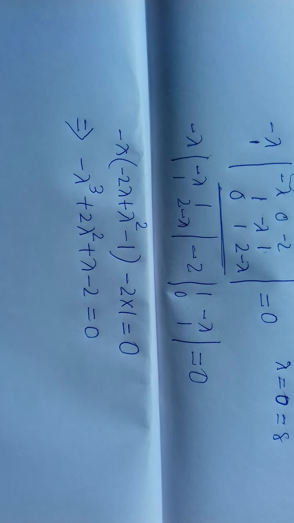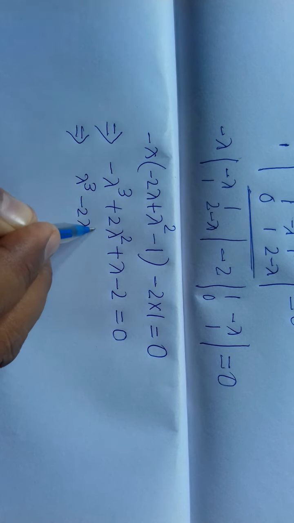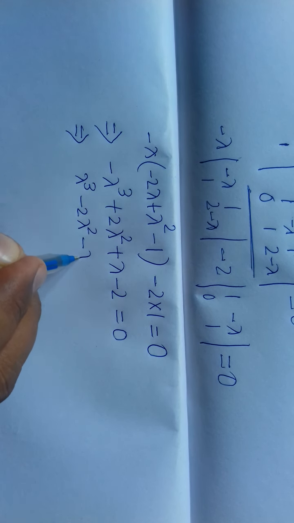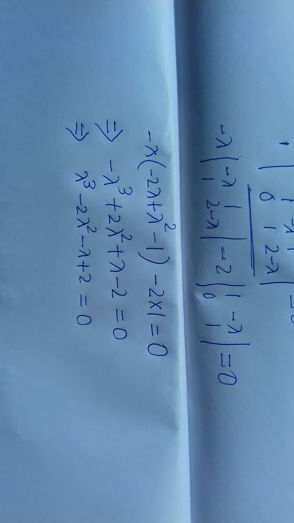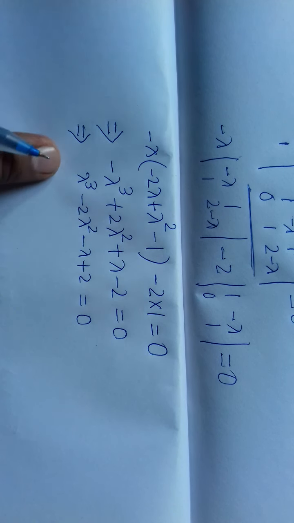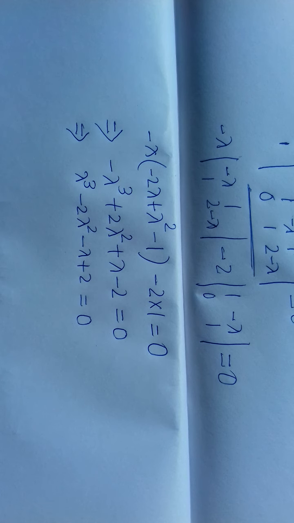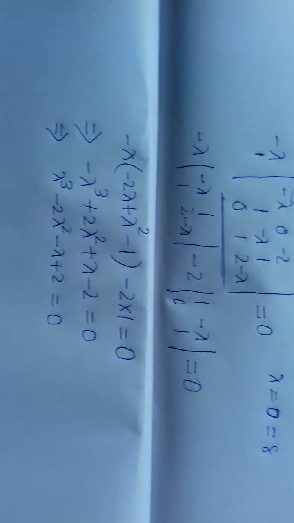Now we have to solve this. We can write this same equation as lambda cube minus 2 lambda square minus lambda plus 2. You see that one is a solution of this, and there is another way without solving. You know that we have already an eigenvalue delta equals to 0, so it remains 3.